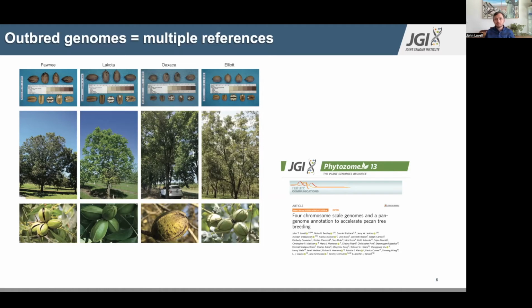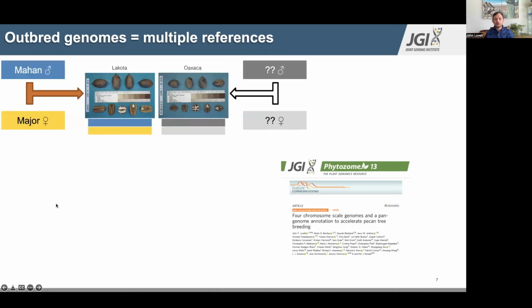And this let us more effectively explore candidate genes for QTL regions. For example, there's a genetic mapping population for Lakota.